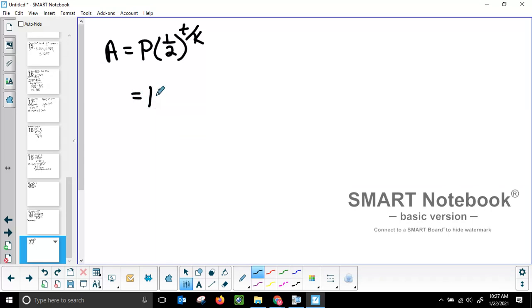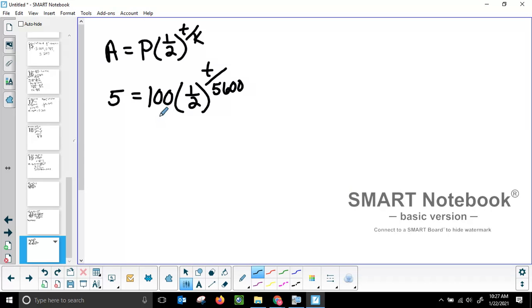So if my starting amount is 100, 5% of that is just 5, times 1/2 to the t, which is actually what we're trying to find, how long ago did the man die, over k, and it says the half-life of carbon-14 is 5,600 years. Okay, now, don't be that student that multiplies these first. Remember, order of operations says exponents have to be applied before multiplication. All right, so we're actually going to have to find a way to get this out of our exponent.